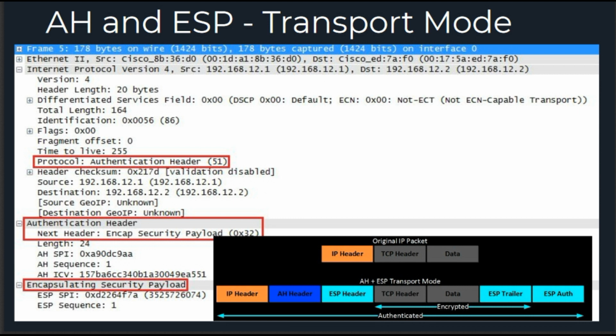Here's what it looks like in Wireshark: AH and ESP header in transport mode. You can see the original IP packet, the AH header and ESP header. So here is the authentication header, and here is the encapsulating security payload.